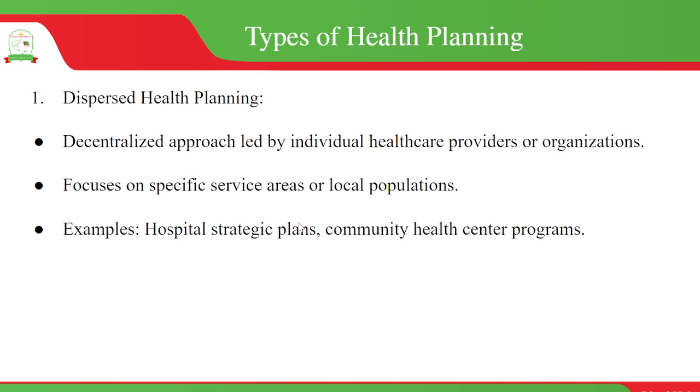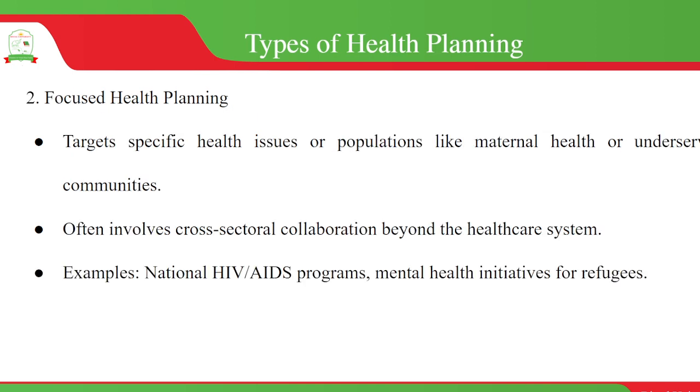It's basically a decentralized approach to planning, where different entities make their own plans. And then we have focused health planning, where the planning is addressing a particular health problem, or the planning is focused on a particular population that is facing a particular health problem. Okay, so for example, you can have the national HIV programs, mental health initiatives for refugees. So you see that there are health problems that we are basically planning for. That is health focused planning.